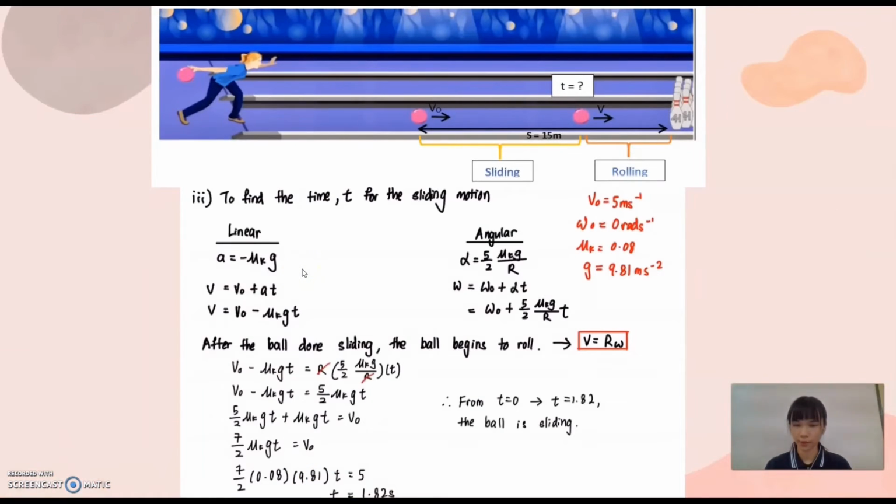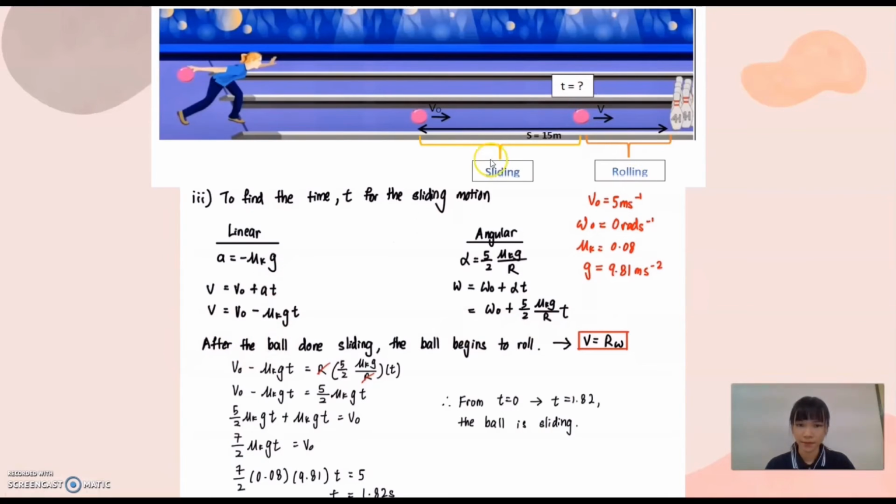Okay, for the third question, we need to find how long is the time taken for the sliding motion here. So first, we apply the constant acceleration equations for motion in a straight line, which is v equals v0 plus at. While for the angular motion, we use omega equals omega naught plus alpha t. And then after substituting into the constant acceleration equation, we will get these two final equations that will be used for the calculations later.